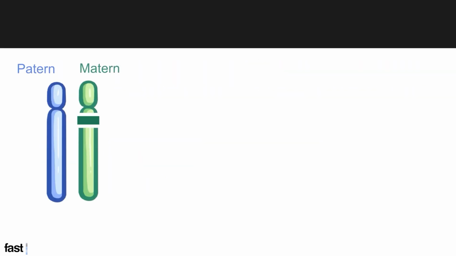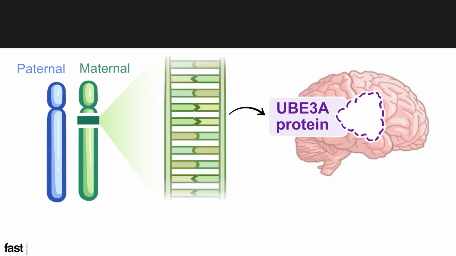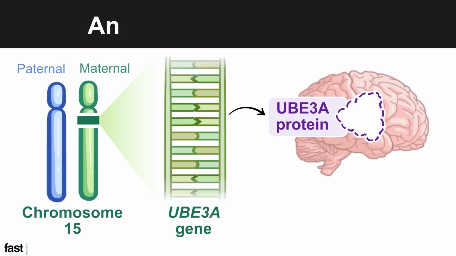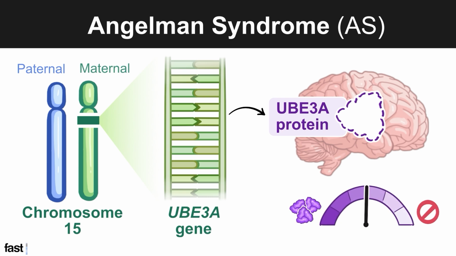Everyone inherits their chromosomes from their parents. The chromosomes carry genes, which are coding instructions for making proteins. An important example of this is the UBE3A protein, which is made from the UBE3A gene located on chromosome 15. People living with Angelman syndrome, or AS for short, do not have enough functional UBE3A protein in their brains.